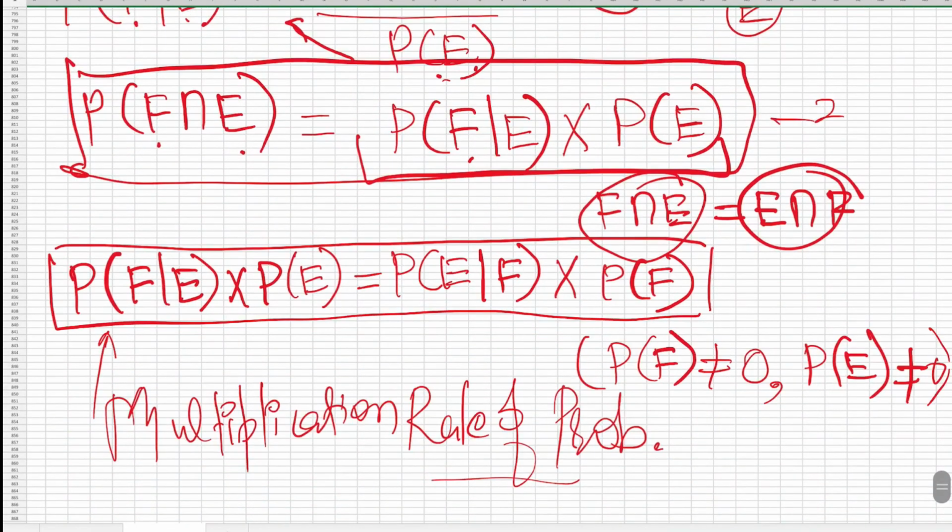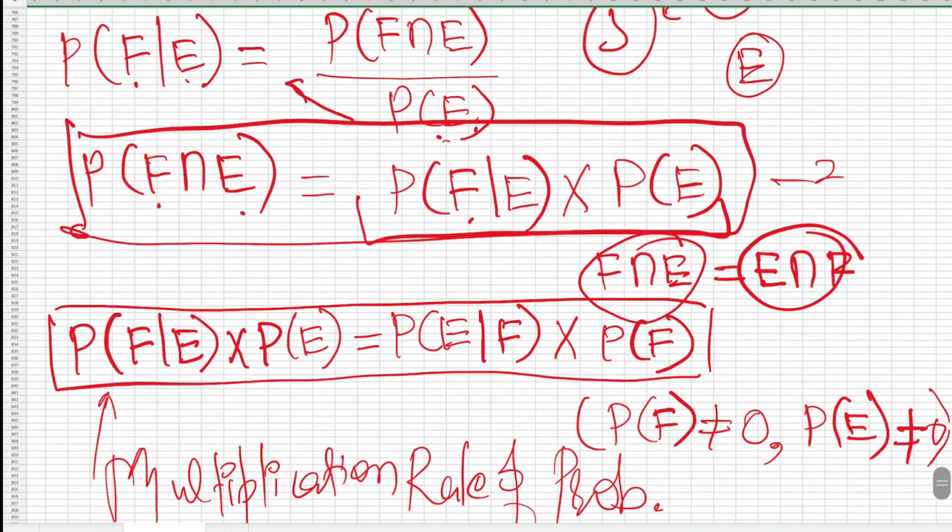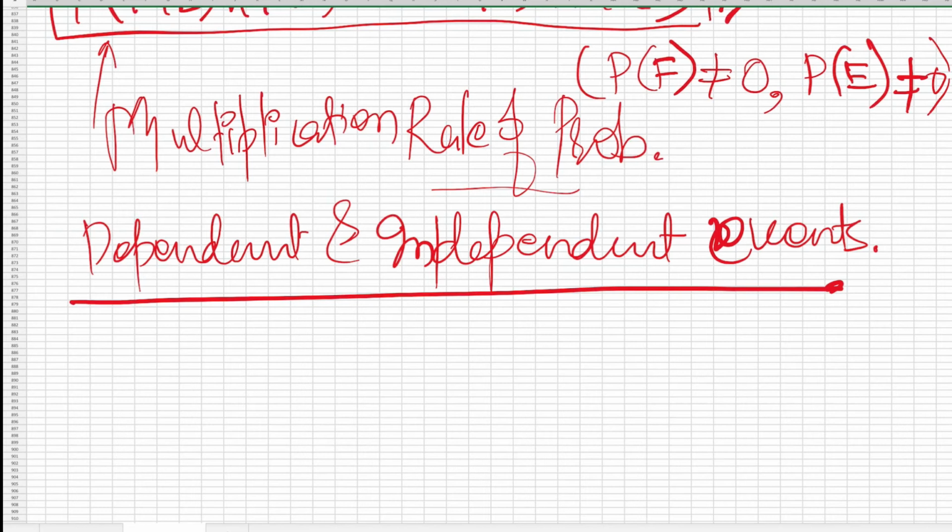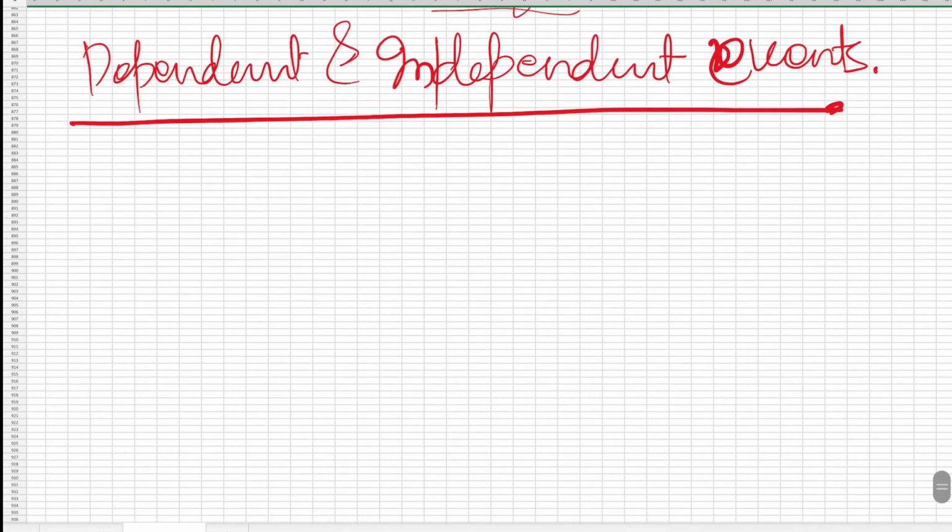This formula is called the multiplication rule of probability. It comes up because of the common element inside event E and event F. This equation is called the multiplication rule of probability, and it is going to be very useful in the next couple of videos when we talk about Bayes theorem. Our next target is to get to know what dependent and independent events are.